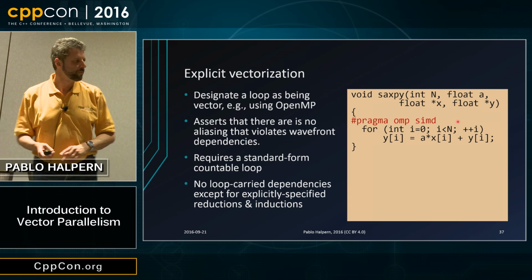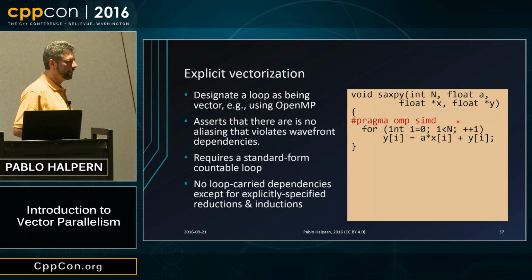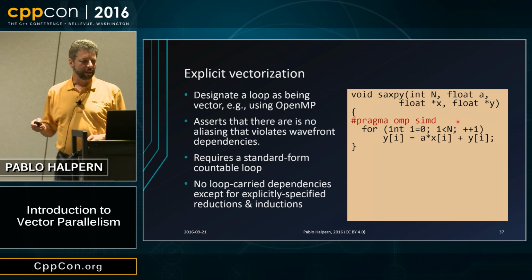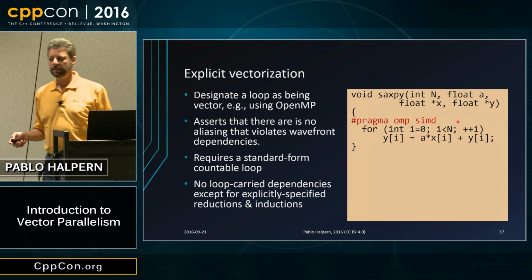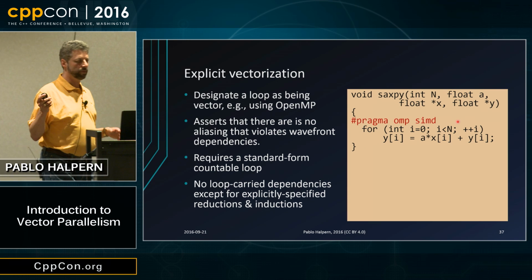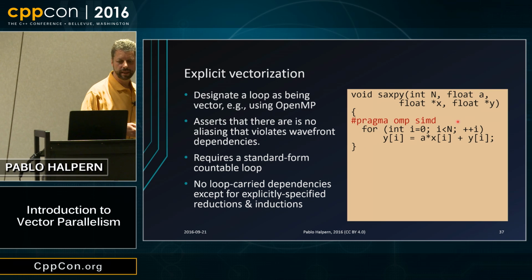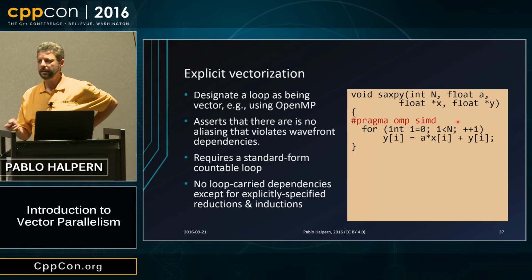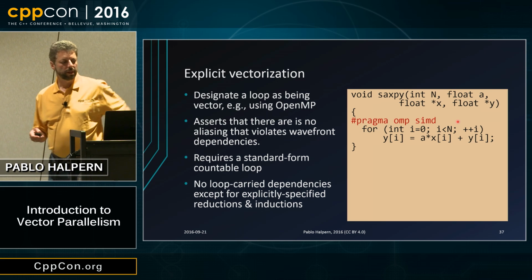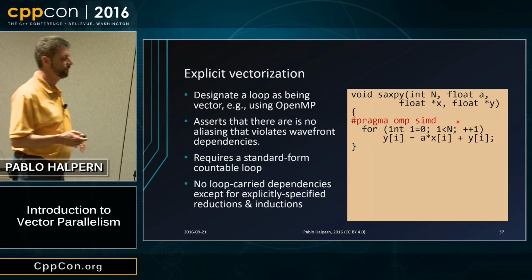So OpenMP SIMD is a guarantee to the compiler that I have thought this through and that I don't have any aliasing that would violate the dependency rules, and I have a standard form countable loop. If you don't, it's actually a syntax error. And that I don't have any loop-carried dependencies that would violate our rules, except for reductions and inductions, which have to be explicitly called out, and I'll get to those in a minute.